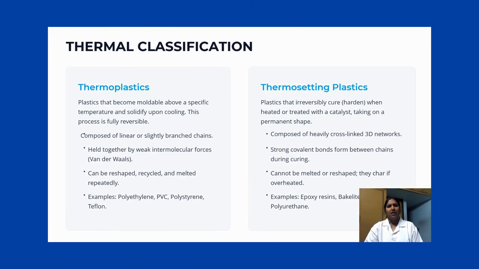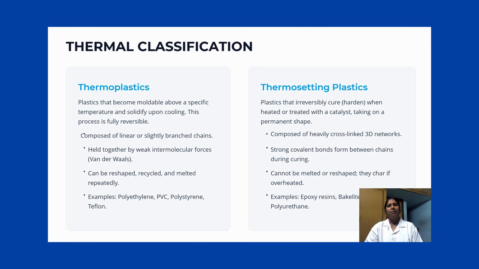Thermal classification. Based on thermal behavior, polymers are classified as thermoplastics and thermosetting plastics. Thermoplastics are plastics that become moldable above a specific temperature and solidify upon cooling. This process is fully reversible. They are composed of linear or slightly branched chains held together by weak intermolecular forces or van der Waals forces. They can be reshaped, recycled and melted repeatedly. Examples are polyethylene, polyvinyl chloride, polystyrene and Teflon.